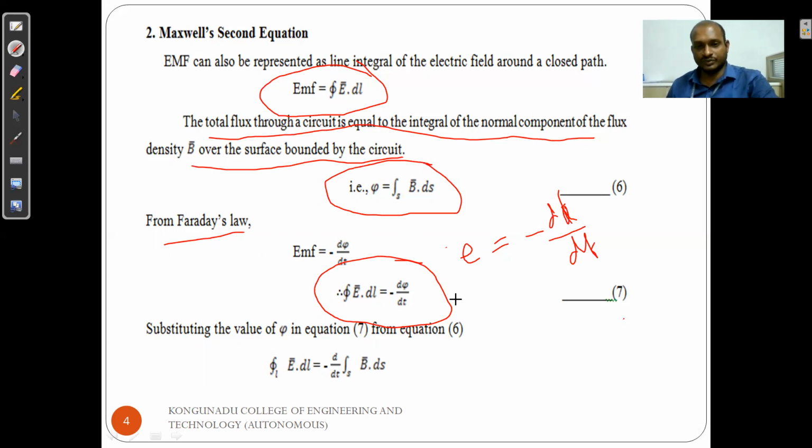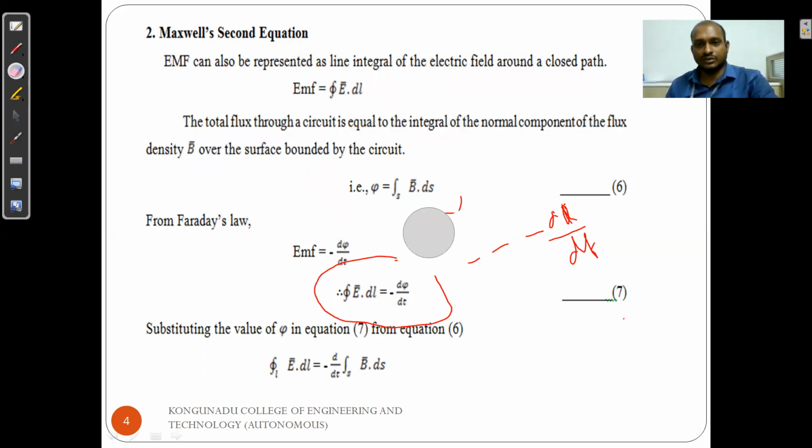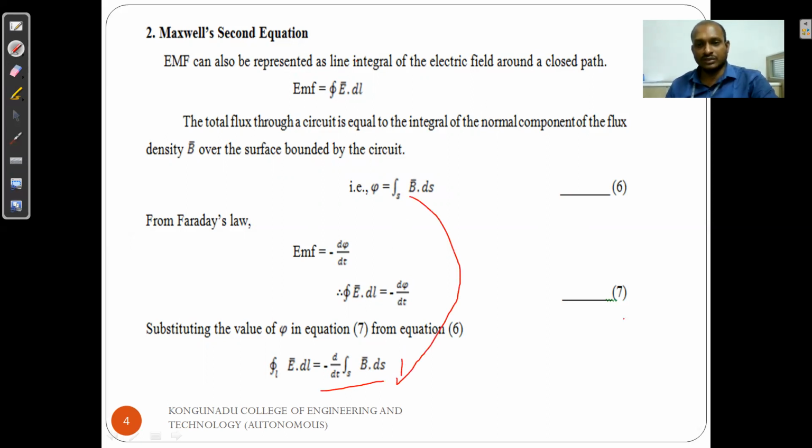So substitute flux value in equation 7 from equation number 6. So from this equation, we are going to substitute this flux value, that is the surface integral B dot ds. So the equation becomes minus d by dt, applying this flux value here, integral B dot ds. So line integral of E dot dl is equal to minus d by dt into surface integral of B dot ds.